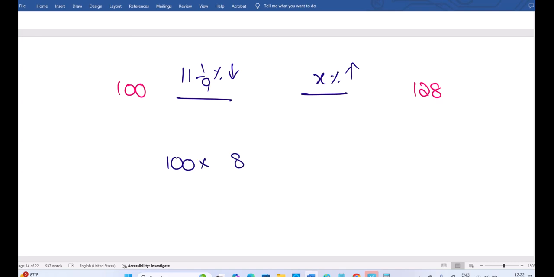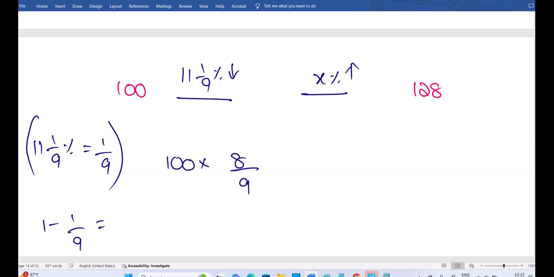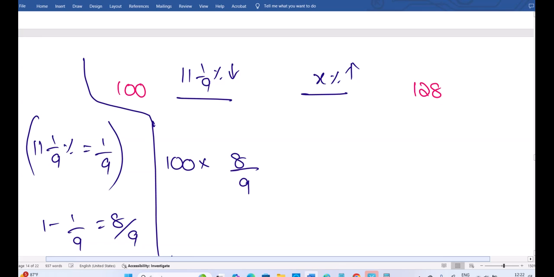11 1/9% decrease means I have to write 8/9. Why, sir? Because 1/9 should be removed. 11 1/9% is nothing but equal to 1/9. 1/9 decrease means 1 minus 1/9, it becomes 8/9. First of all, what is that value? We'll see. 100 into 8/9 means 800 divided by 9. Now 800 divided by 9 should become 128. 800/9 is less than 100, and 128 is more than 100.